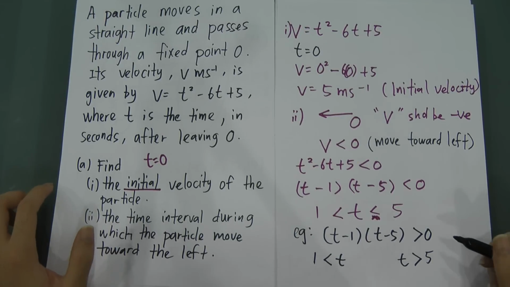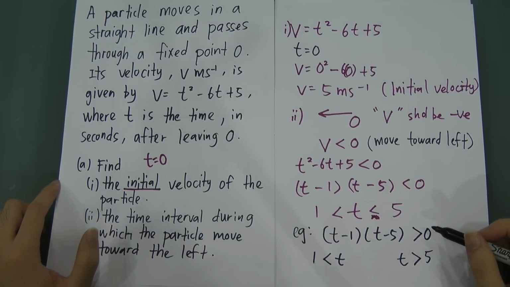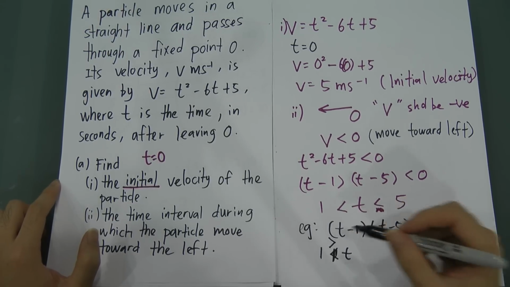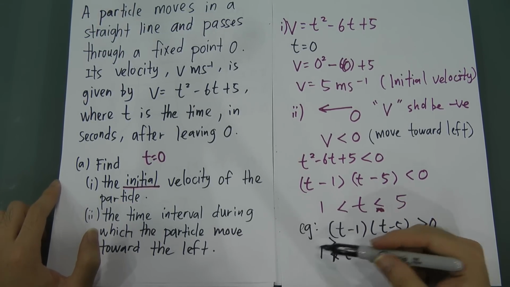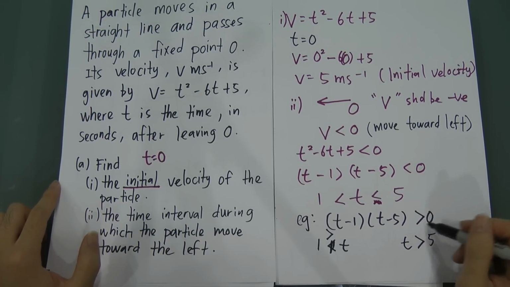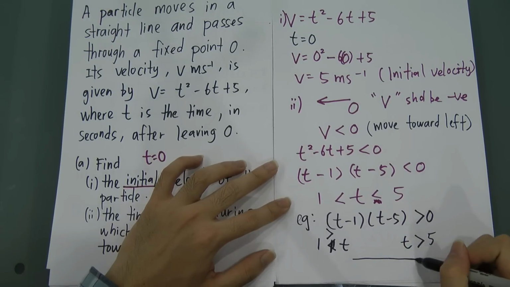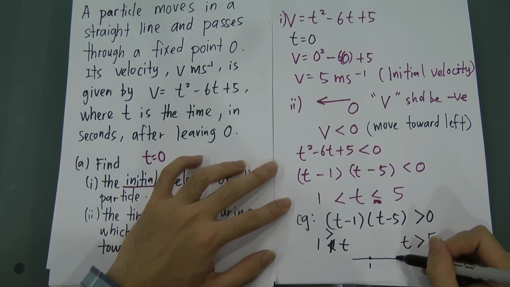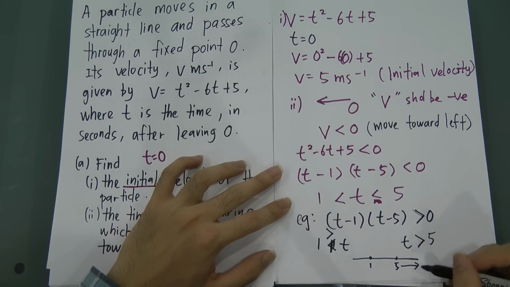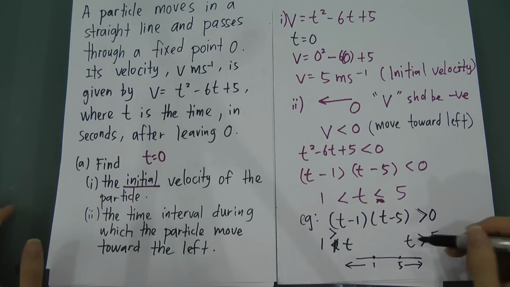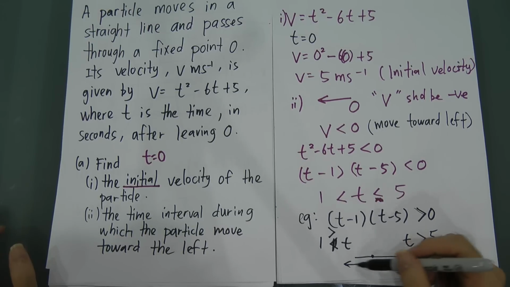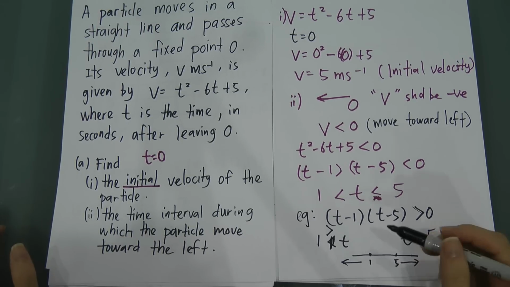So therefore you will get t smaller than 1 and t bigger than 5, because when this one got bigger, if this is a line, this is 1, this is 5, when this is bigger than 0, we will go this direction and this direction. So therefore t will be bigger than 5 and t will be smaller than 1.